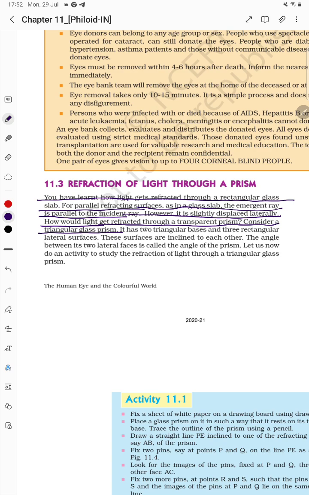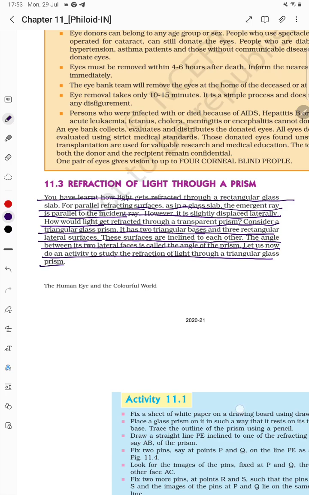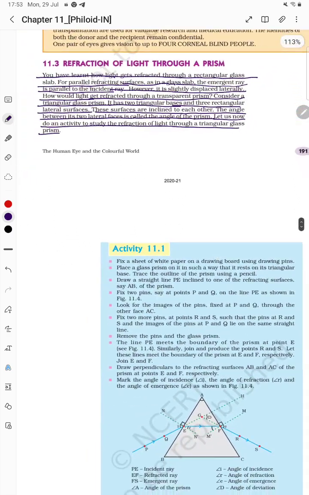Consider a triangular glass prism. It has two triangular bases and three rectangular lateral surfaces. These surfaces are inclined to each other. The angle between its two lateral surfaces is called the angle of prism. Let us now do an activity to study the refraction of light through the triangular glass prism.